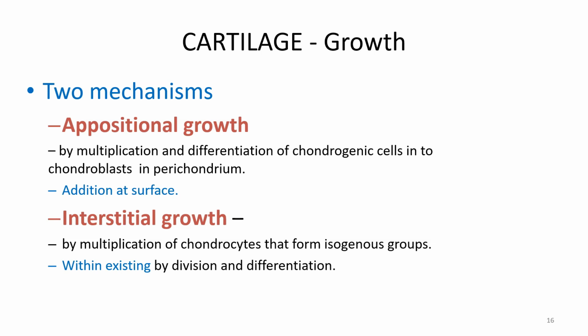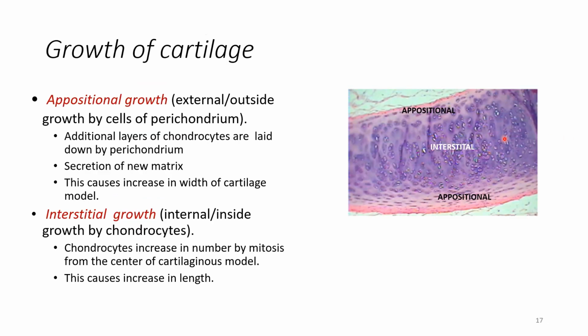The interstitial growth is by multiplication or mitotic division of the chondrocytes that will form the isogenous groups. Now you know what isogenous groups are. Try to correlate with that. So multiplication of chondrocytes will form another group of isogenous cell nests. So it is within the existing cartilage by division and differentiation. These are the two mechanisms of growth of cartilage. Look at the picture to understand the appositional and interstitial growth.